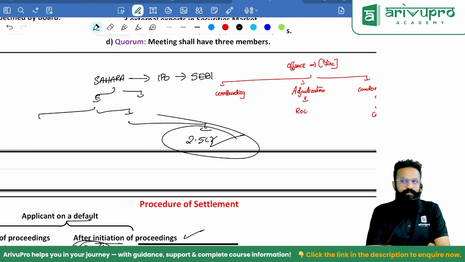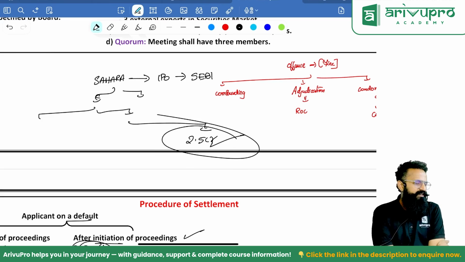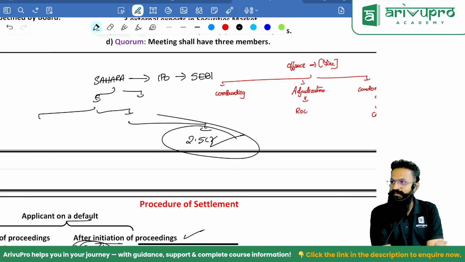So the Prevention of Money Laundering Act started coming into the picture, and it ended up with Subrata Roy being arrested. One of the very reputed companies went for a toss. Today Sahara literally no longer exists.